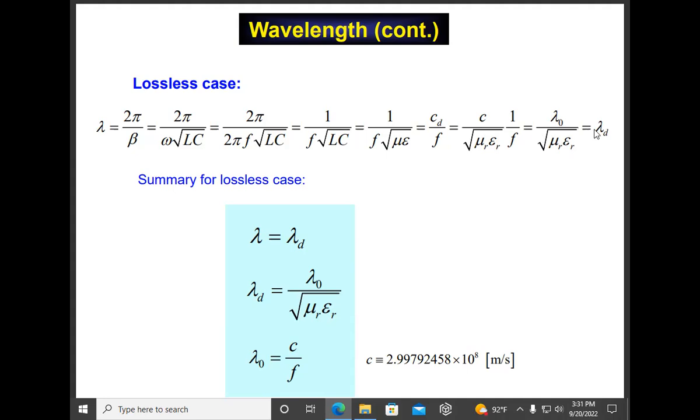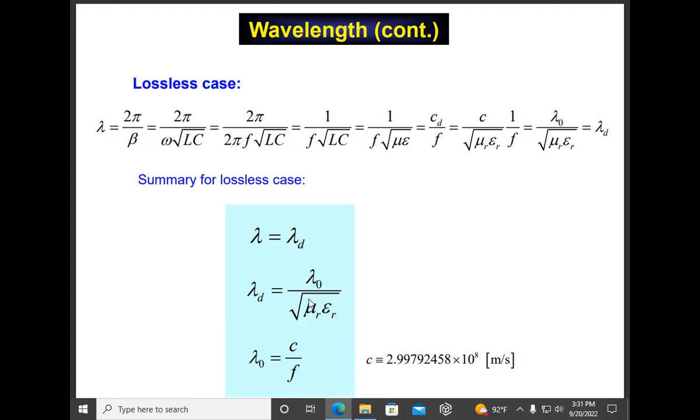That's lambda 0, right? Lambda D is the wavelength in the dielectric, which is lambda 0, free space, divided by the square root of mu r epsilon r. Okay, so summary page. Here's what we know so far in the frequency domain. At any frequency, the wavelength on a lossless transmission line is lambda D. What is lambda D? Very simple formula for a lossless line: lambda 0 in free space over the square root of mu r epsilon r.